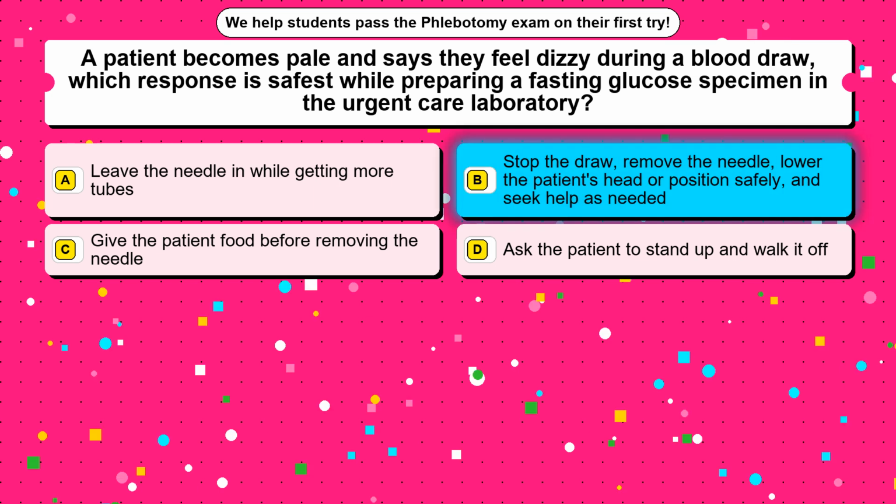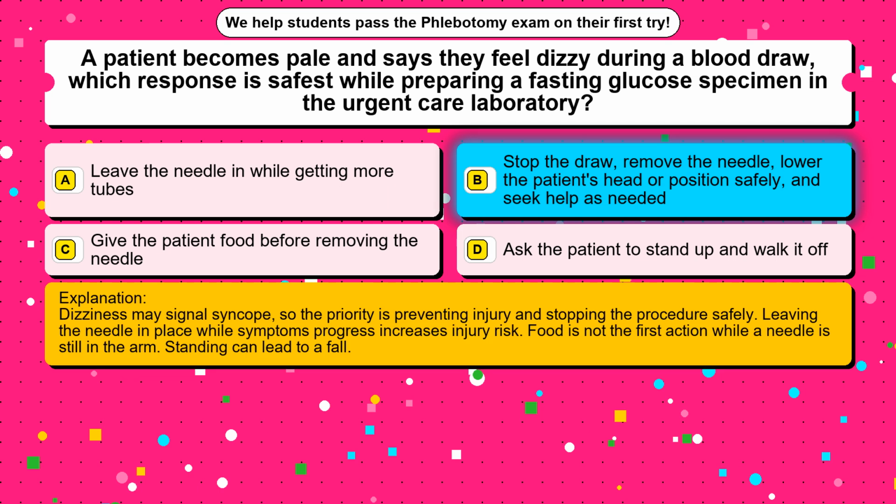The correct answer is option B. Stop the draw, remove the needle, lower the patient's head or position safely, and seek help as needed. Dizziness may signal syncope, so the priority is preventing injury and stopping the procedure safely. Leaving the needle in place while symptoms progress increases injury risk. Food is not the first action while a needle is still in the arm. Standing can lead to a fall.